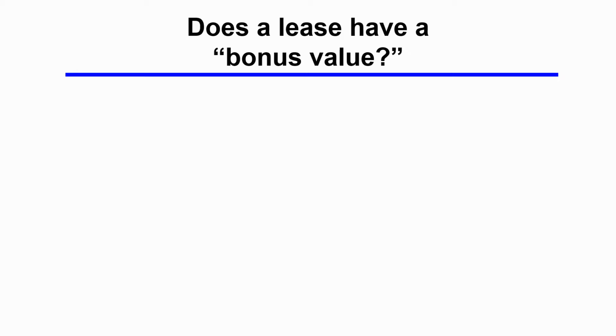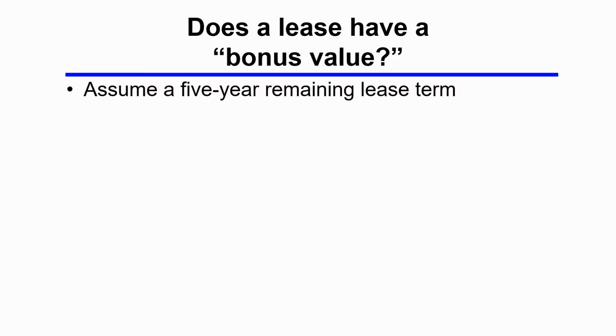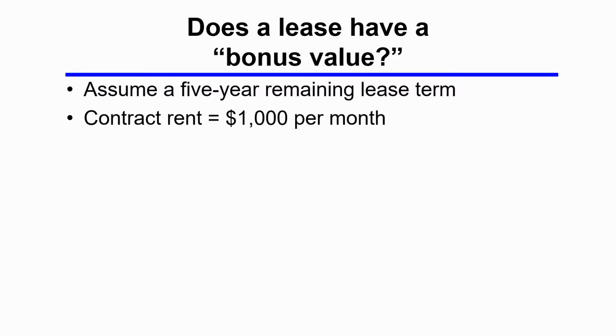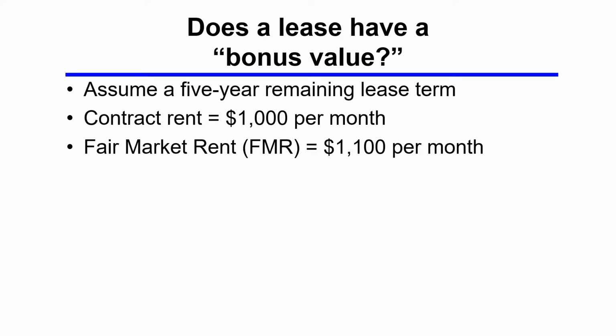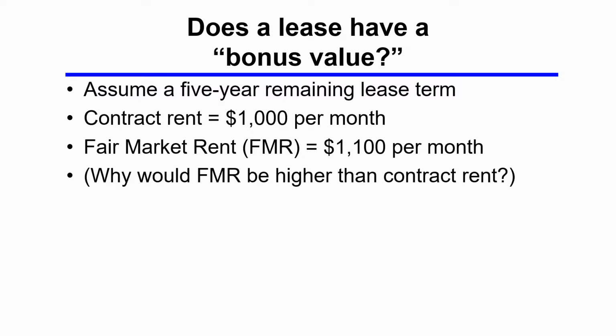Now let's see how that might work in real life. Assume that there's a 5-year remaining term on the lease, and let's assume the contract rent for the property, the rent called for in the lease, is $1,000 a month. However, the property is worth $1,100 a month, an extra $100 a month over and above the contract rent.